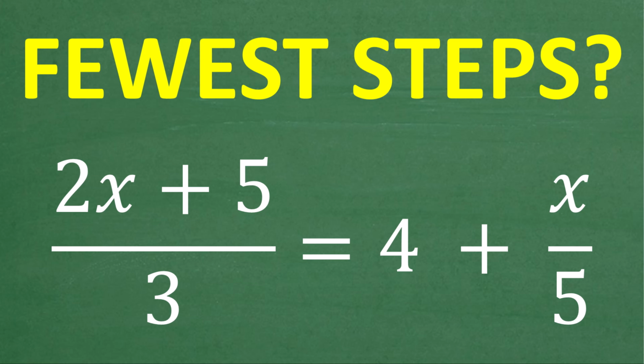And in this particular video, we're going to think about how many steps are necessary to solve a particular equation. The equation that we're dealing with is here, (2x + 5)/3 is equal to 4 + x/5. And the question is, what is the fewest steps do you think we need to take to solve this equation?